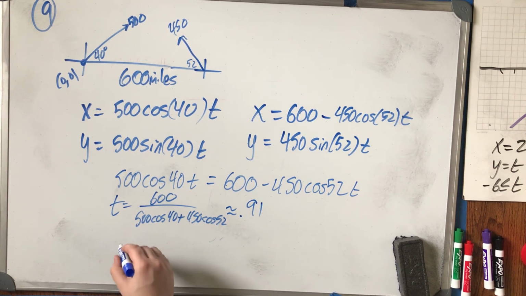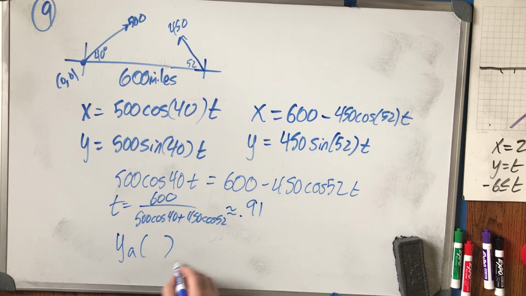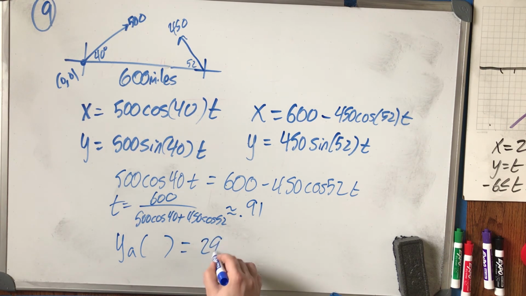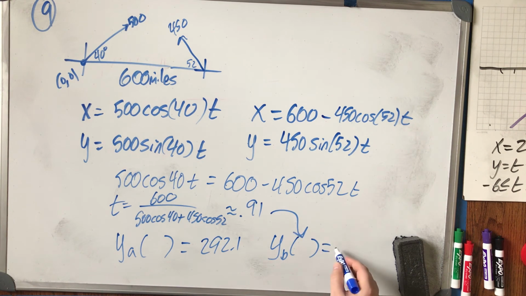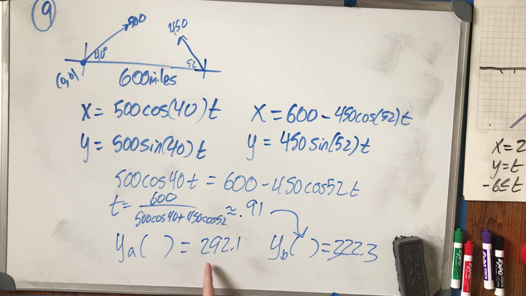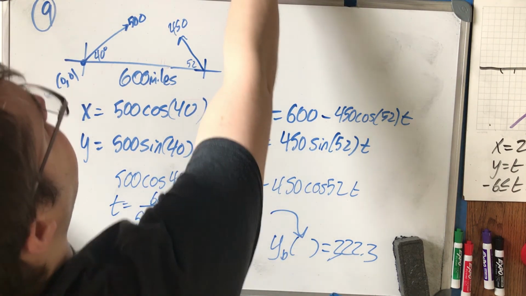I'm going to store that. I'm going to put it into the first y equation, and I got 292.1, put it into the second y equation, and I got 322.3. So no, these planes are nowhere near colliding with each other because their y values are off by, I don't know, that's a lot, right? 30-something miles, so they're not really near each other.